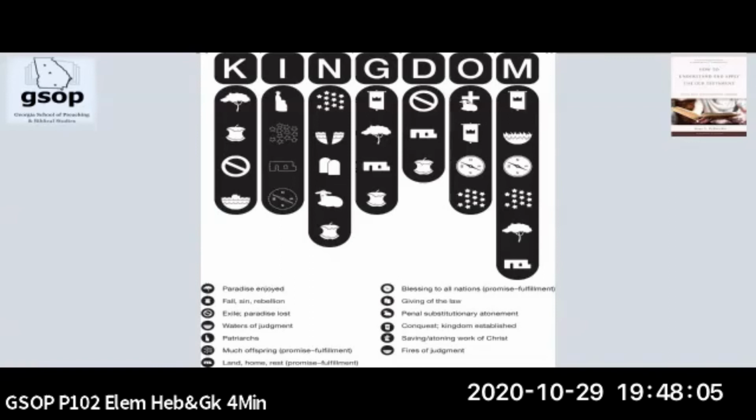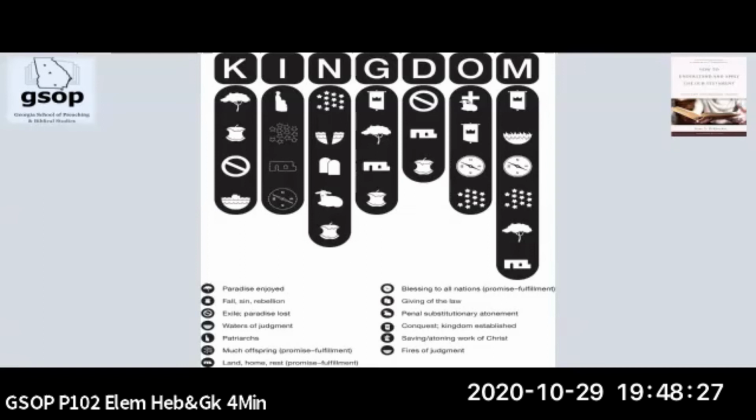And then you have the exile, depiction of paradise lost. And then you get the flood, and so the waters of judgment and so forth. So this is another way of depicting it. I thought it was kind of interesting, but now that I look at it again, I'm thinking I'm not overly impressed. But it is kind of interesting.